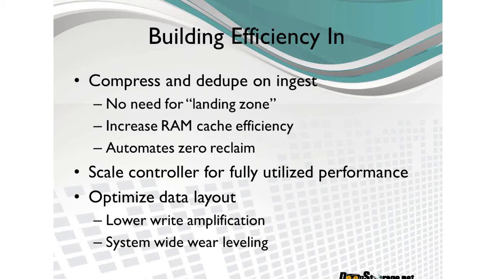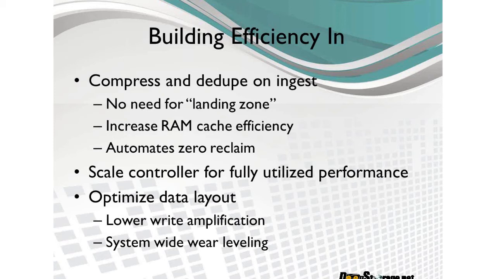do that. And deduped data doesn't have any process it has to go through for reclaiming blocks full of zeros. It just sets the pointers for that file system to point at the one block of zeros in its block pool. We need to be able to scale the controller so we can get performance out of a system when it's fully utilized, similar to what we get when it's only partially utilized.